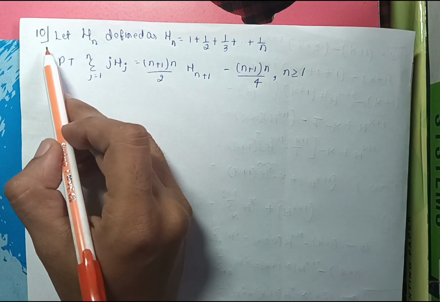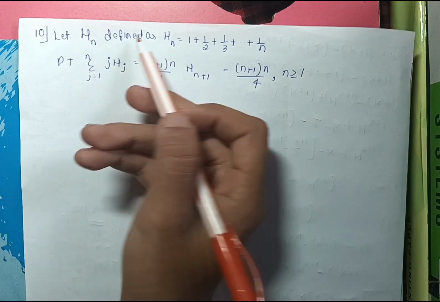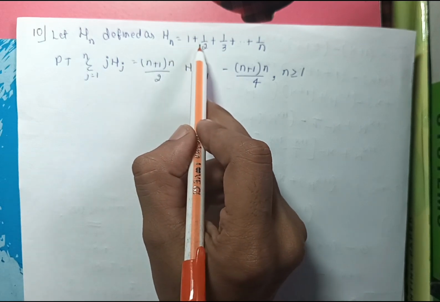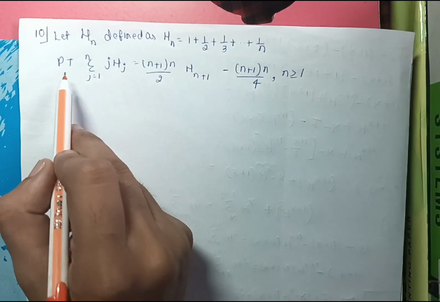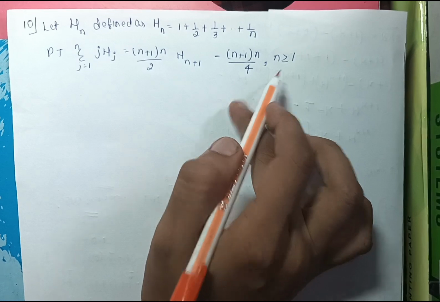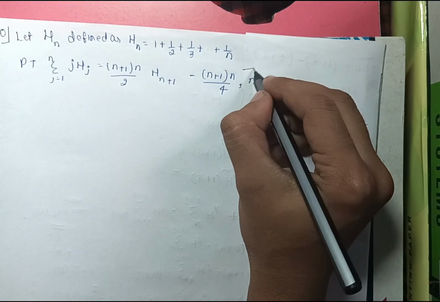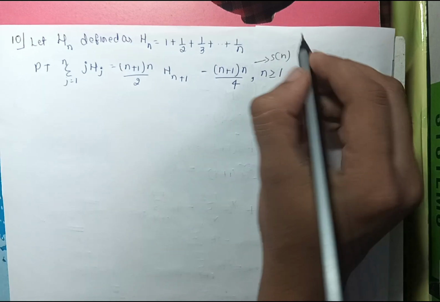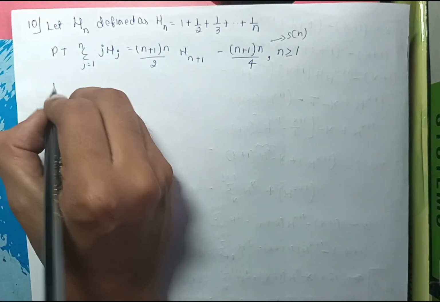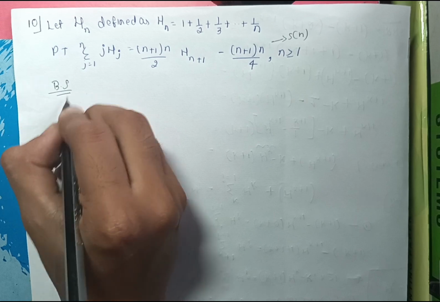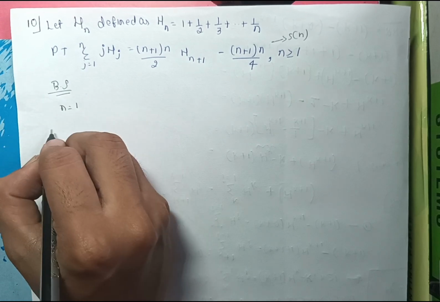Similar to the previous, the 10th question: let h n be defined as h n equals 1 plus 1 by 2 till 1 by n. Prove the equation for all n greater than or equal to 1. Okay, let's consider this equation as s of n. In the basis step, what we need to prove? The initial condition is true.